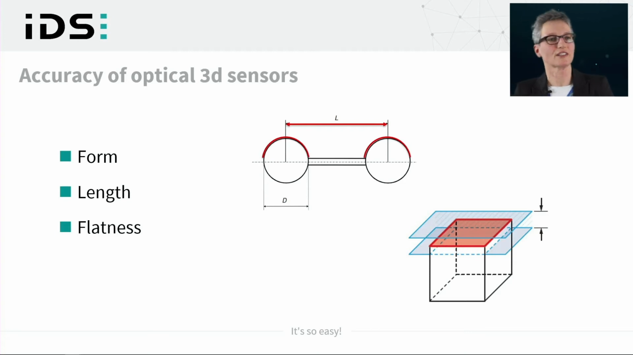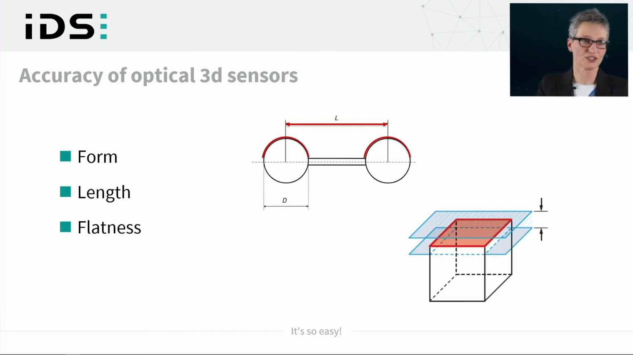So for checking this, you can use a reference object like this dumbbell here, and you can create points on the spheres, and by fitting a primitive, a sphere, into the point cloud, you can measure the distances of your points towards the sphere primitive, and you can measure the distance between the two sphere centers, and this way you get to know how accurate your distance is.